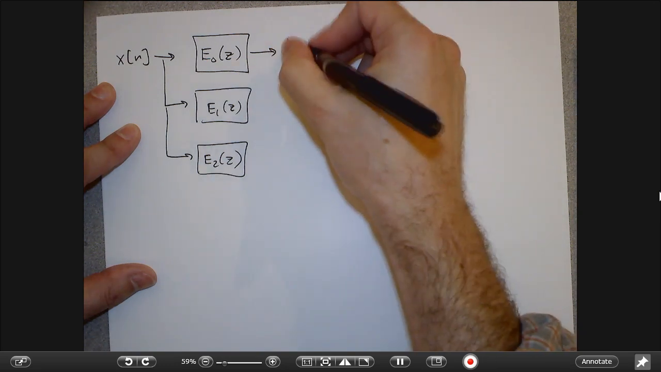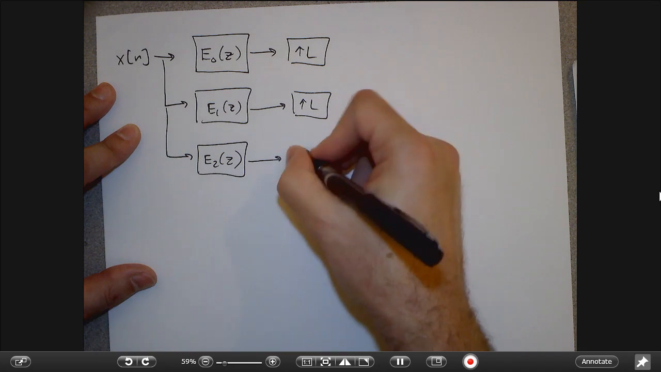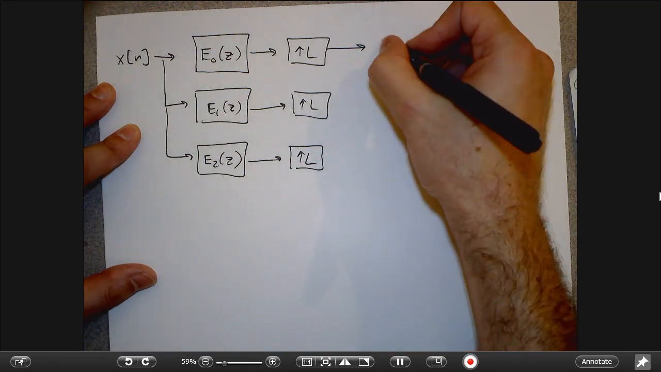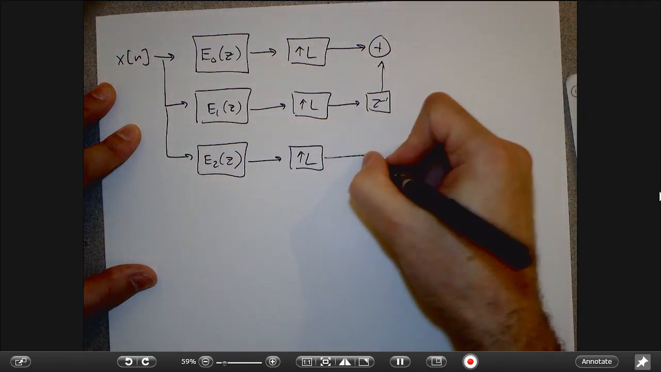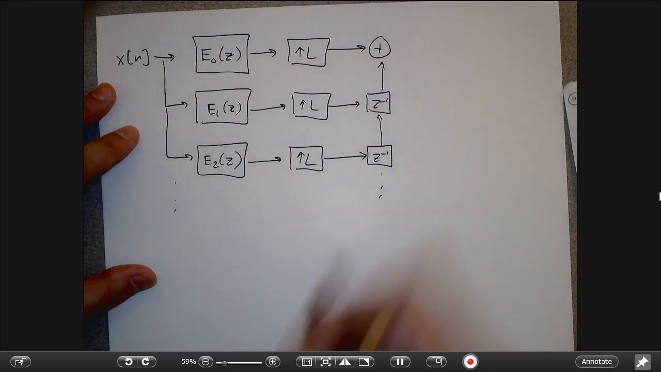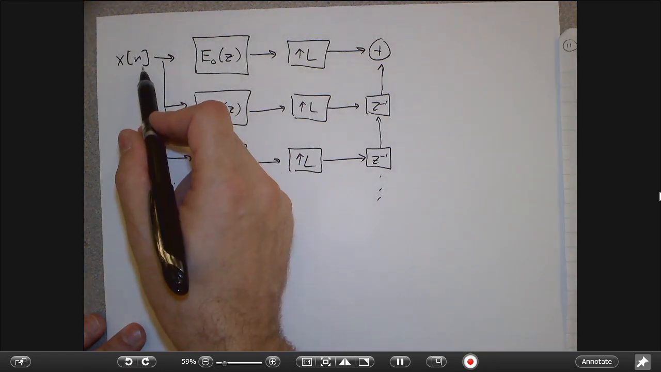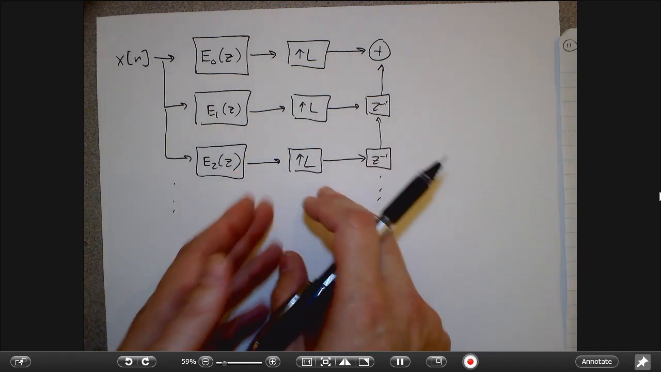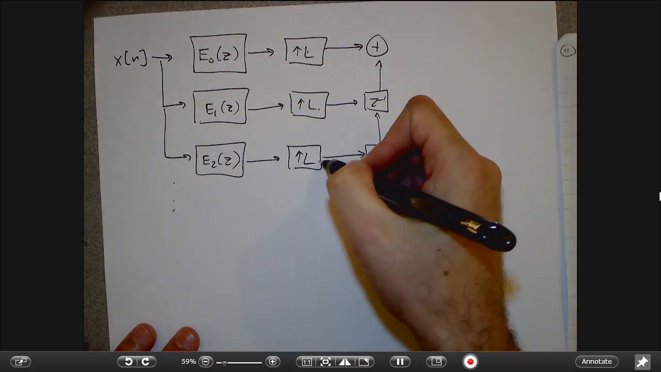And then I'm going to upsample each of these to put the zeros in. And then I'm going to delay these guys to put them back together. Dot, dot, dot. So again, here, all I'm doing is taking the original signal, filtering it by a bunch of shorter filters, and then I am just shifting and adding up these guys here, right?